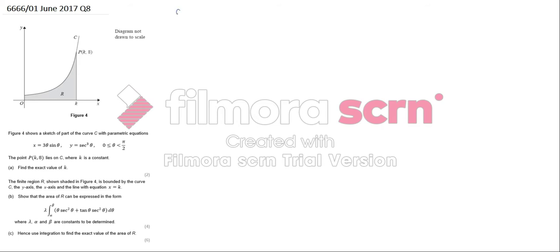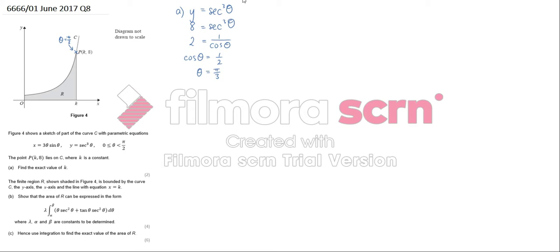Well, we know that the y coordinate is 8, so we can use y equals sec cubed theta, set y equal to 8, and then we can solve this equation to find the value of theta at the point P to start with. So if we cube root both sides, the cube root of 8 is 2. So now we have 2 equals sec theta, and sec theta is 1 over cos theta. So if I multiply the cos theta up to the left and divide by 2, I get cos theta as a half. If cos theta equals a half, then the first value we get for theta is 60 degrees or pi by 3.